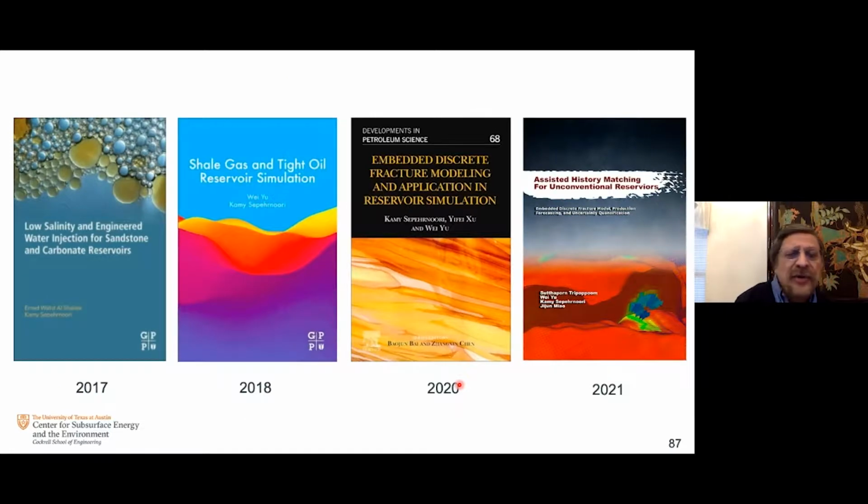If you're interested to know more about discrete fracture or low salinity water flooding, the book that was published in 2017 talks about low salinity. We've done a lot of development that is covered in the 2018 book on shale gas and tight reservoirs, and we put an entire book on embedded discrete fracture. Some of the history matching development is coming in the forthcoming book in 2021, which should come out in two to three months, I hope, on assisted history matching.